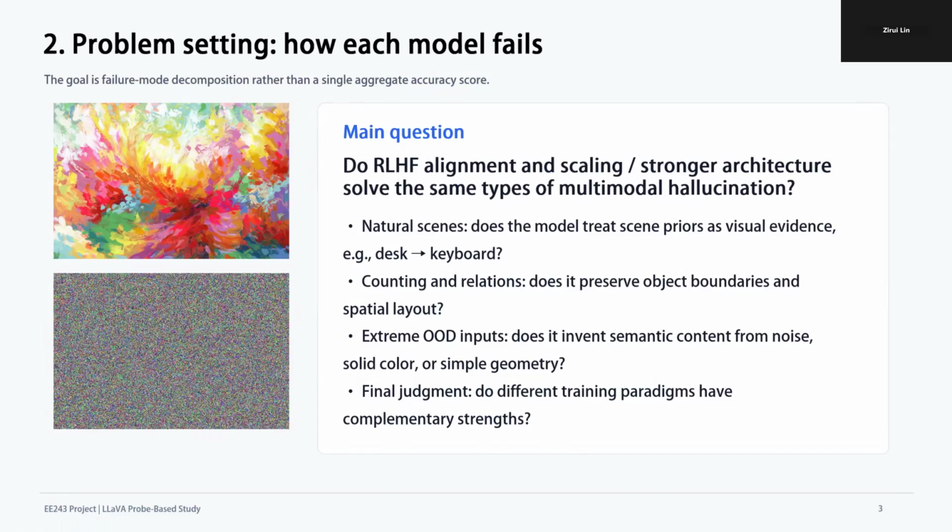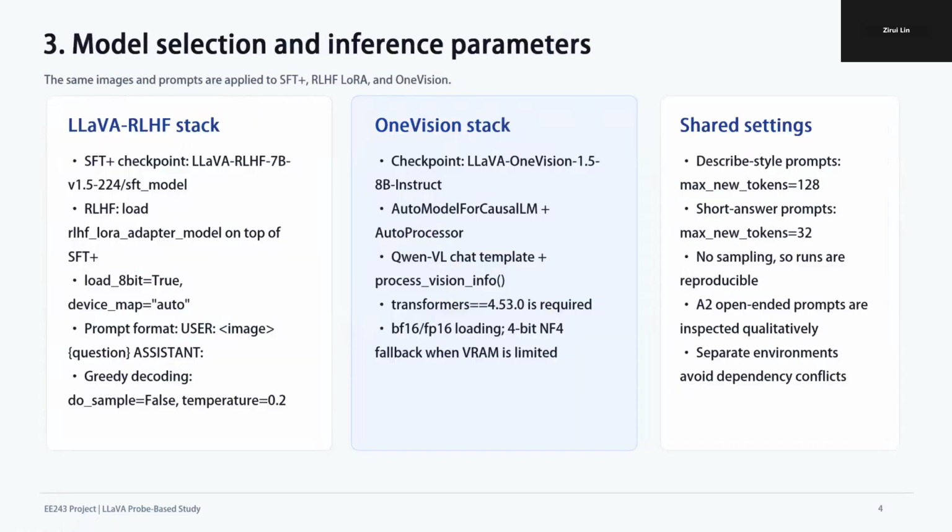This slide summarizes our model setup. For the LLaVA-RLHF stack, we use the SFT-Plus checkpoint, specifically the LLaVA-RLHF 7B v1.5 224 SFT model. For RLHF, we load the RLHF LoRA adapter on top of the SFT-Plus model. The code uses load_in_8bit equals true and device_map equals auto. The prompt format is the classic LLaVA format: user, image token, question, and assistant.